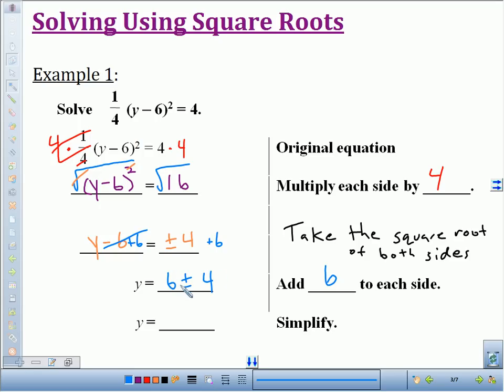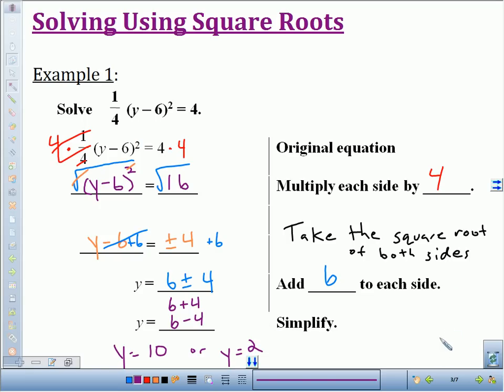That means I either have 6 plus 4. That is one answer. Or 6 minus 4. That means two possibilities. Either 6 plus 4, 6 minus 4. So either y equals 6 plus 4 is 10, or y equals 6 minus 4 is 2. And those are my two separate answers. They are both solutions.